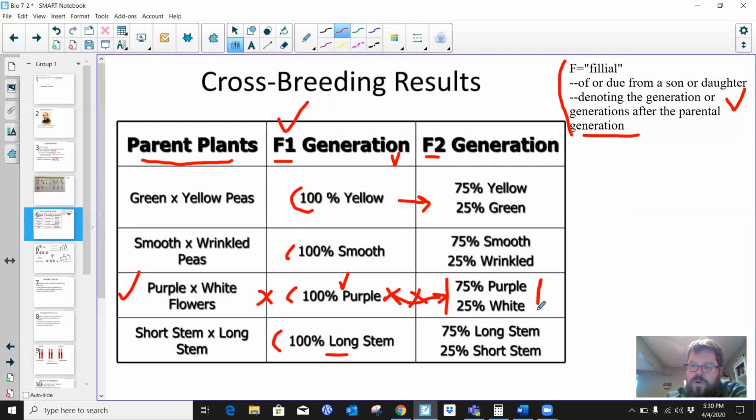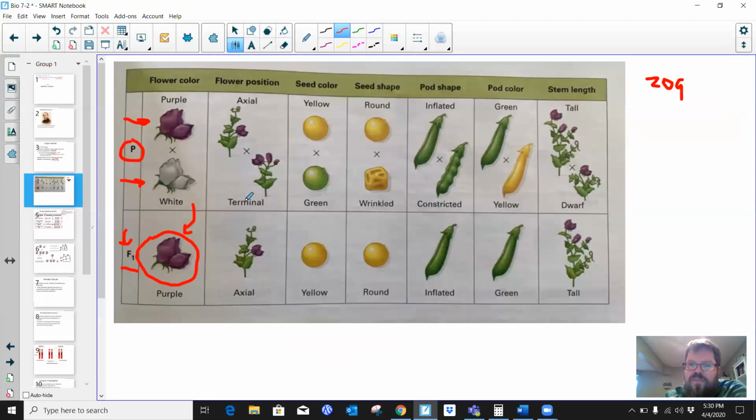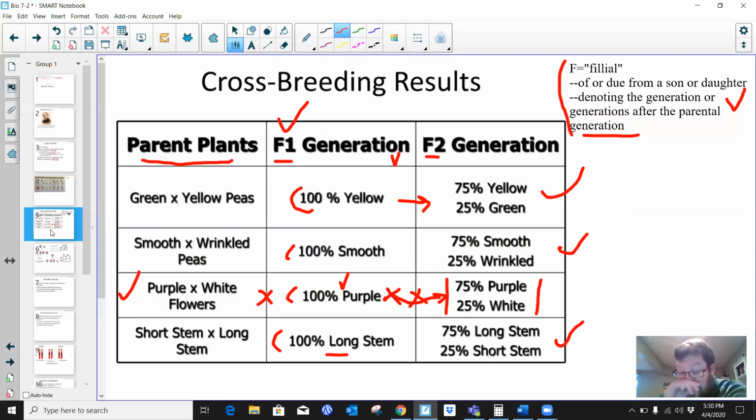The results were, it was almost like the characteristic of white colored flowers had reappeared. 75% of the offspring were purple and 25% of the offspring were white colored flowers. And he saw this over and over again when he isolated and looked at every one of these different characteristics that he determined had this idea of dominance versus recessiveness. Now we're going to get more into those terminologies as we go through today and tomorrow.